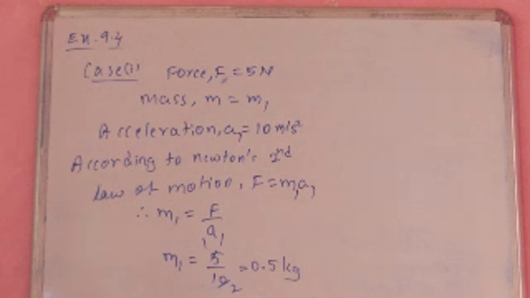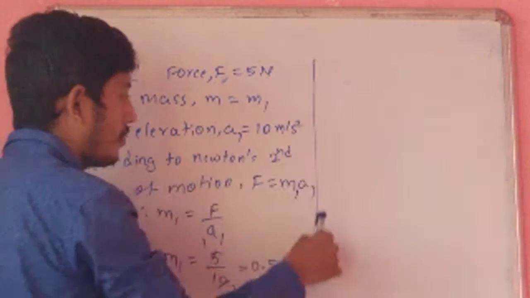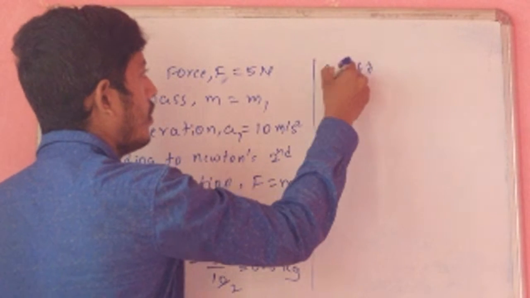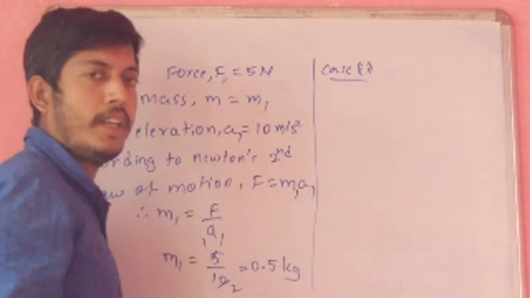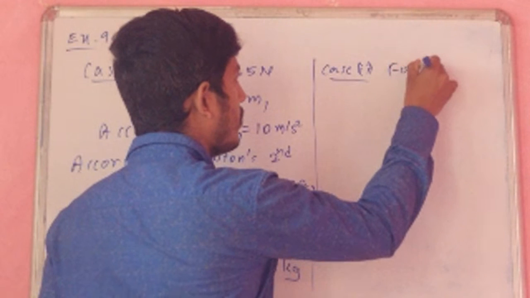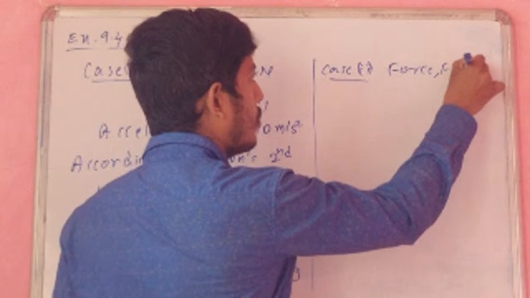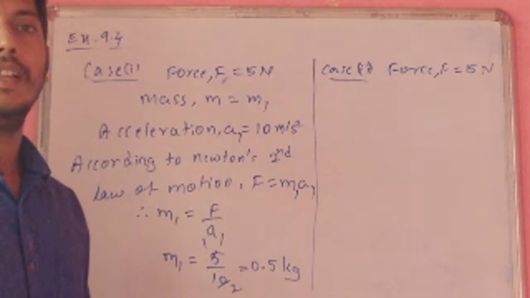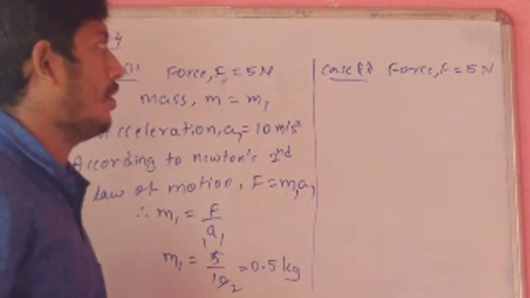This is case 1. Then case 2. In case 2 again, force is how much? 5 Newton. Force, F equals 5. Then mass is given as m2 here.